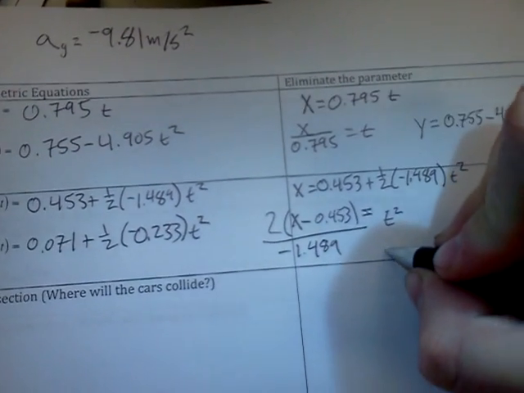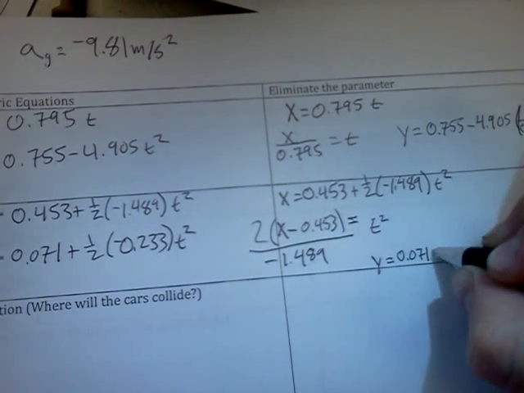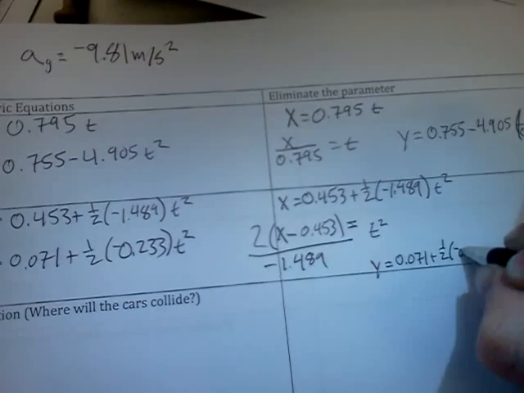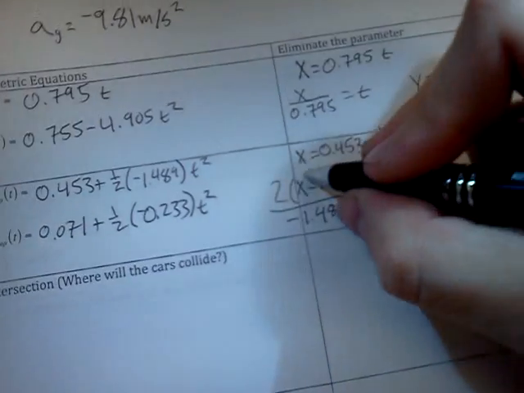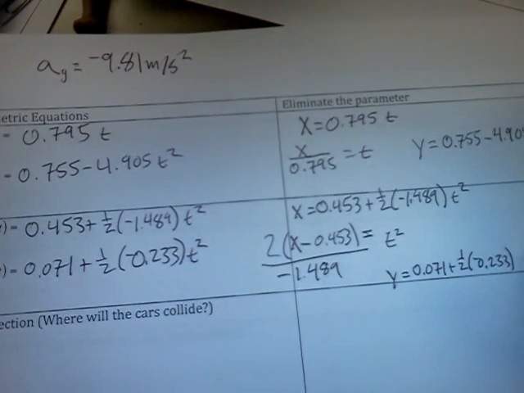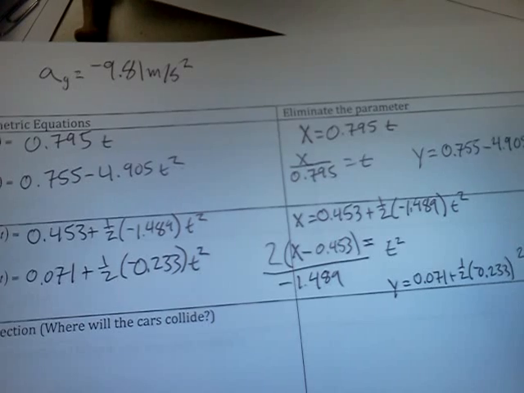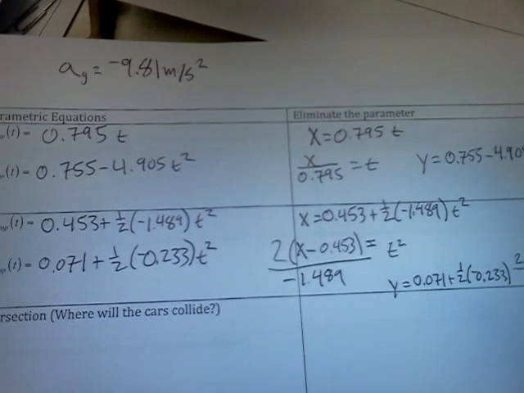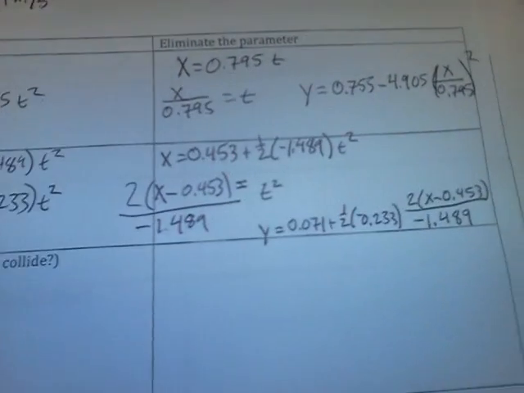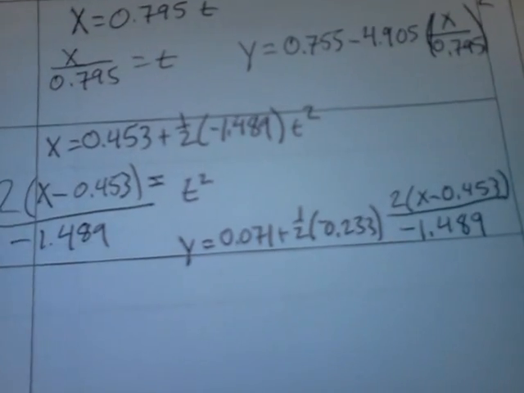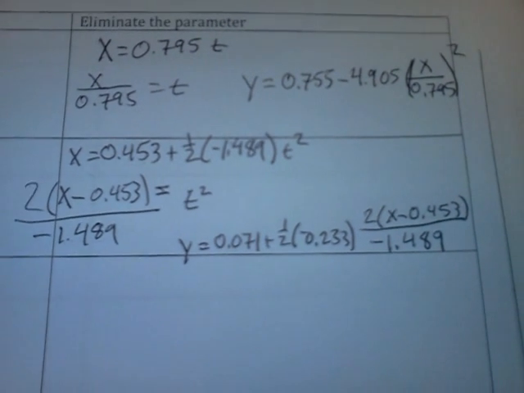So my y equation is going to become y is equal to 0.071 plus 1/2 times negative 0.233 times this value instead of the t squared, times 2 times x minus 0.453, all over negative 1.489. Okay, and so now I can plug those two equations into my calculator and find the intersection point.